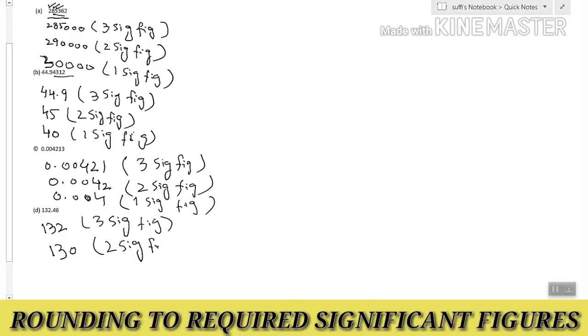And for 1 significant figure, 1 is the first significant figure, and to keep the magnitude in the whole part, the other digits we will make 0 and we will ignore the decimal part. It will be 1 significant figure.